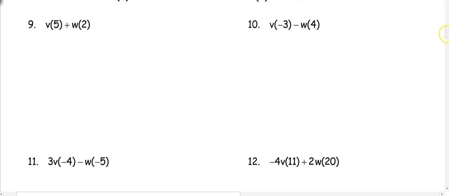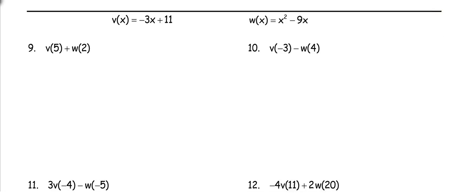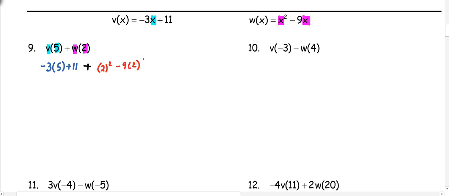Now, when I start to look down at number 9, 10, 11, and 12, I have an operation. So now I'm going to do multiple equations at the same time. So in 9, we have v of 5, so I'm going to put 5 into the v equation plus w of 2. So I'm going to put 2 into my w equation. So I'm going to do each equation separate. So I have negative 3 times 5 plus 11 is my blue equation for representing the v. And in w, I'm going to have 2 squared minus 2 times 2.